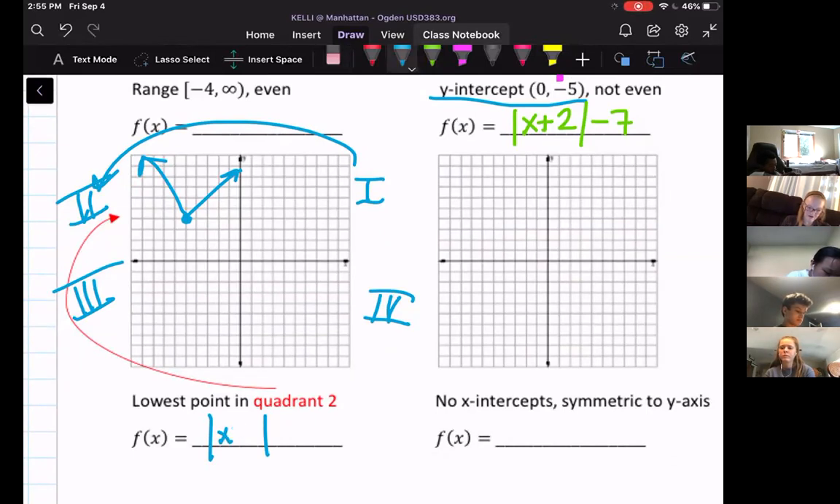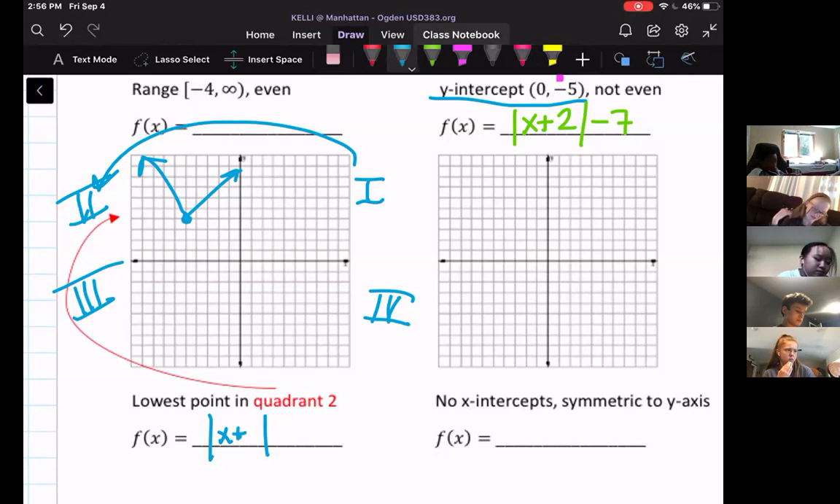now that I'm writing that, since it has to be in this quadrant, it does have to have a left shift, right? And it does have to have an up shift. So regardless of what number that is, it's going to be a plus. Remember, it's inside that grouping symbol.